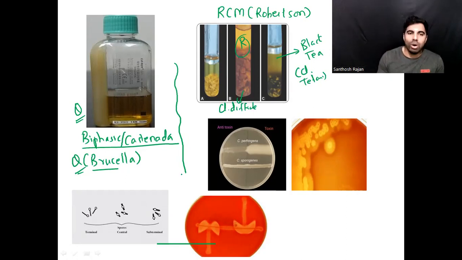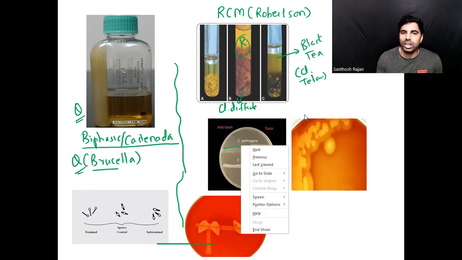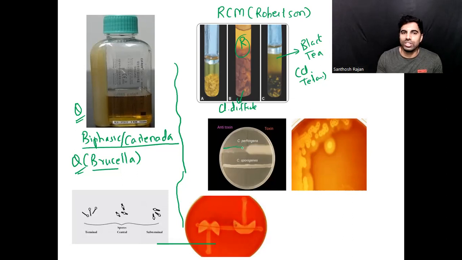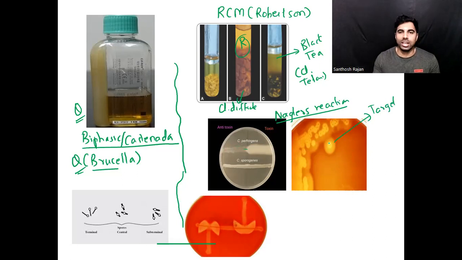Now look at these pictures. The first one is egg yolk agar where there is opalescence. The name is already written, Clostridium perfringens. So this is Nagler's reaction. I told you, Nagler's, Nagarjun, he's Mr. Perfect, Nagler's reaction positive. Next one, this is a target. I told you Naga always has a target. So this is called double zone hemolysis or target hemolysis. That was also a question.